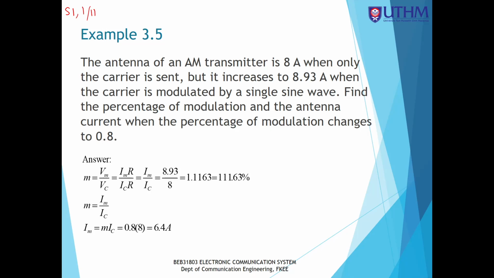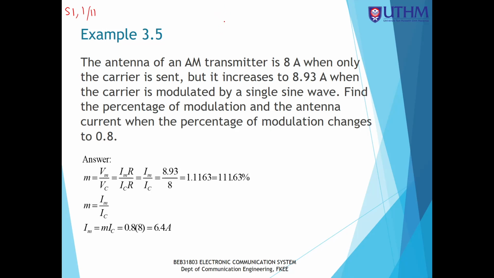Okay, example 3.5. In this example, the answer is actually wrong here, so we can discuss about this. Example 3.5: the antenna current of an AM transmitter is 8 ampere when only the carrier is sent, but it increased to 8.93 ampere when the carrier is modulated with a sine wave.